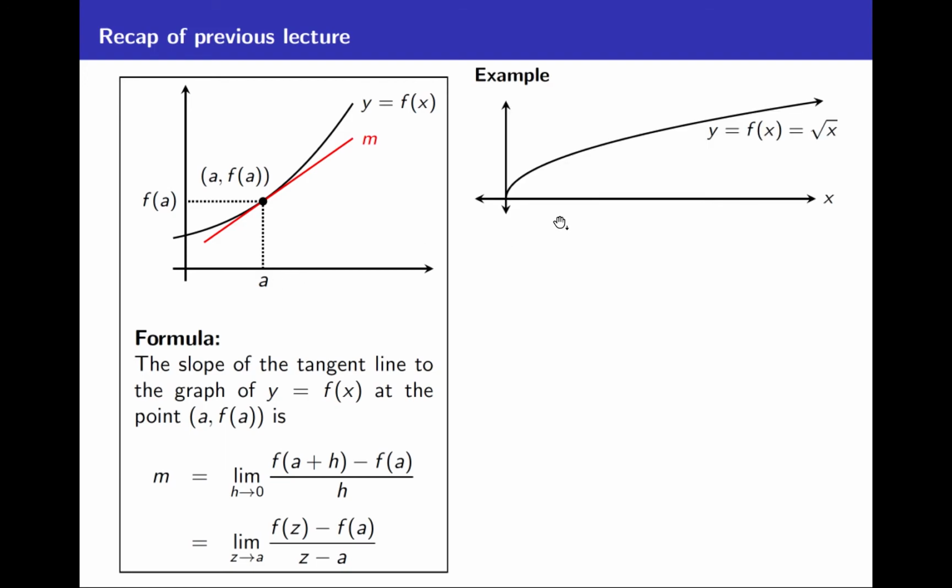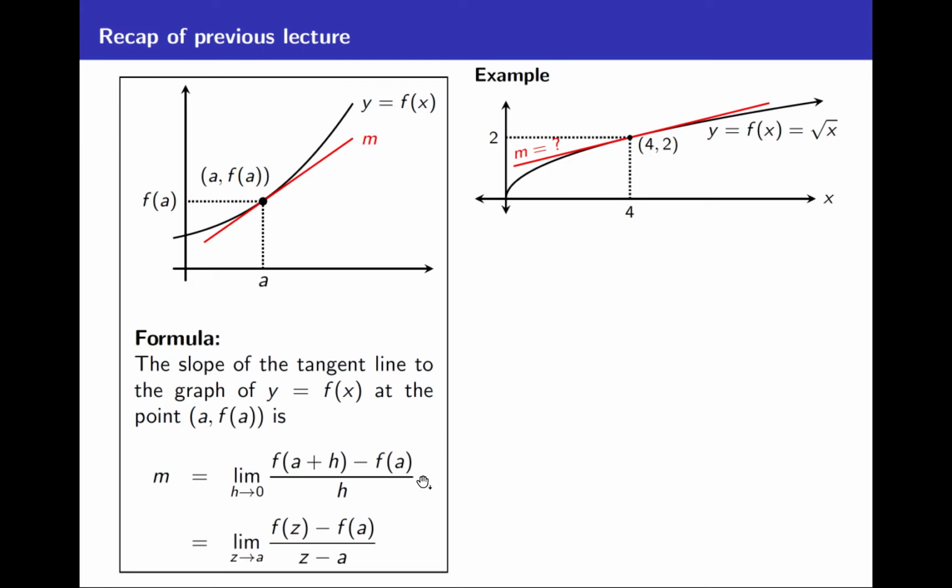A quick review of this in this next example. Let's take the function y equals f of x, which is the square root of x, and single out a point at x equals 4. The corresponding point on the graph is 4, f of 4, which is 4, 2. We look at the tangent line to the graph at that point, and the question is, what is its slope?